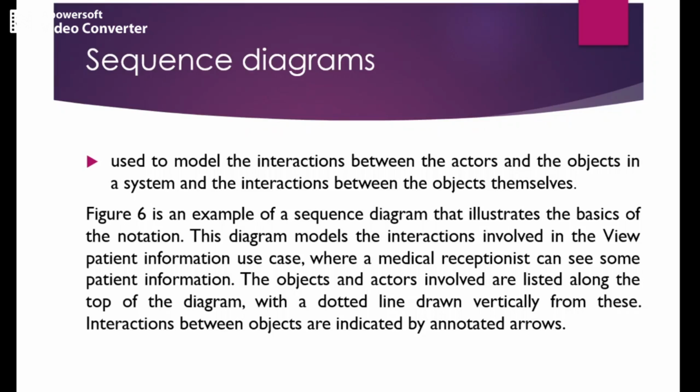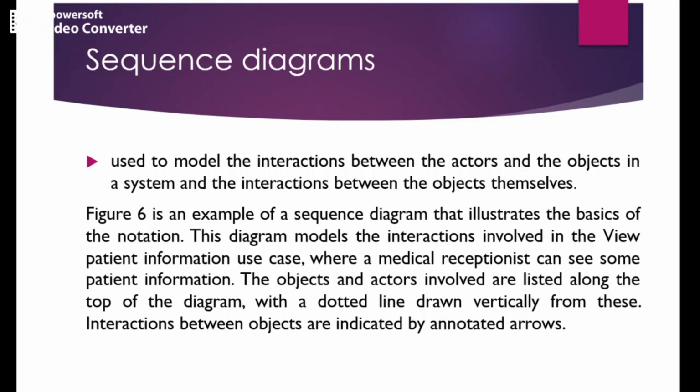Let us see the sequence diagram. This is another type of interaction model. Earlier you studied use case modeling. Now we are going to study one more, that is the sequence diagram. This is very, very important. Sequence diagrams are used to model the interactions between the actors and the objects in a system, or the interactions between the objects themselves. So a sequence diagram mainly shows the interaction between the actors and the objects or between the objects themselves.